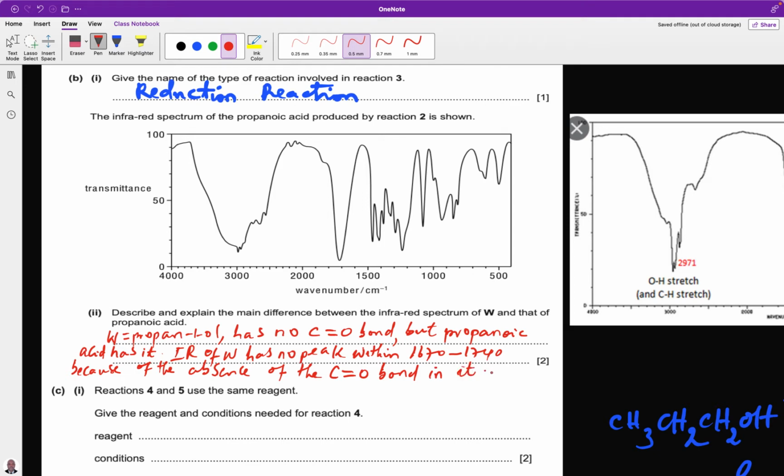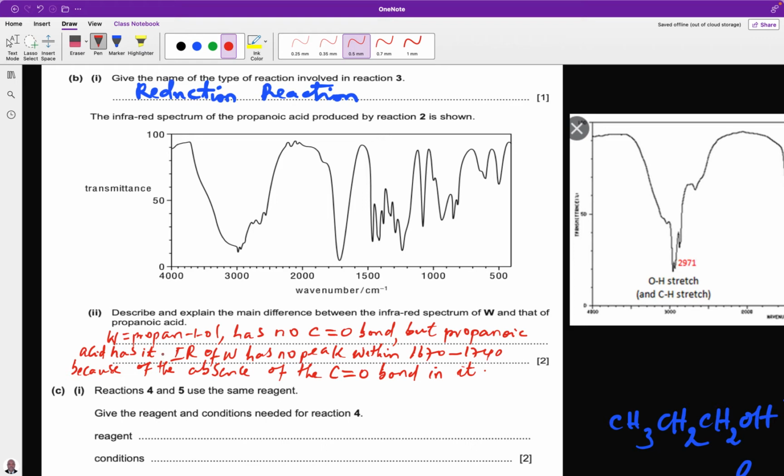That is just that. I said the compound W is propan-1-ol, and propan-1-ol has no carbon double bond oxygen, but propanoic acid has it. That is the difference.